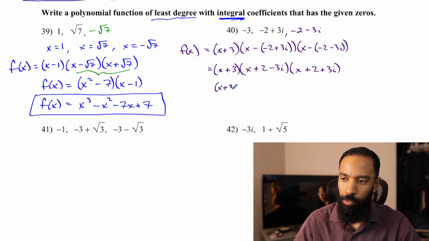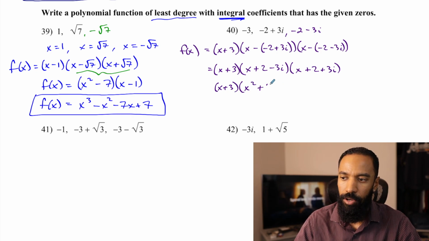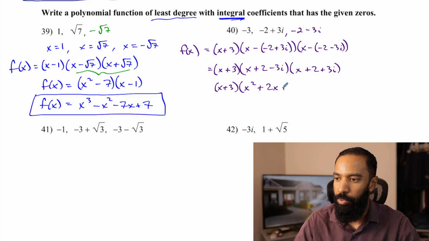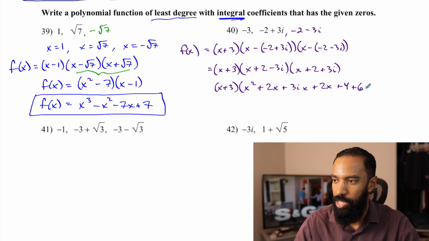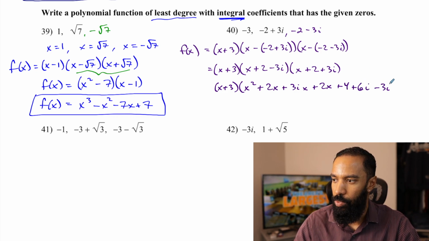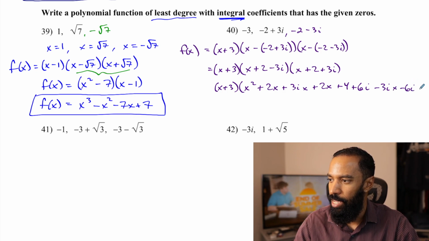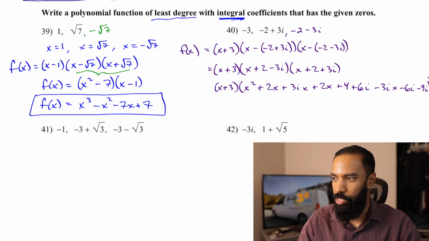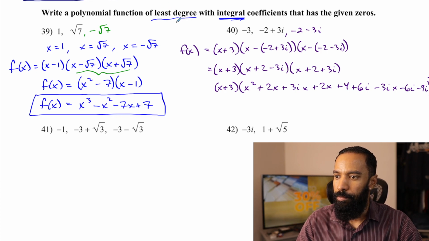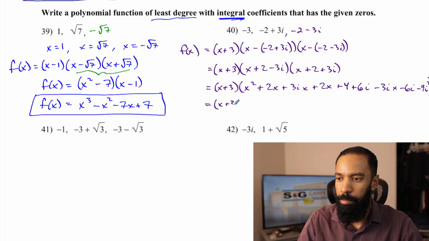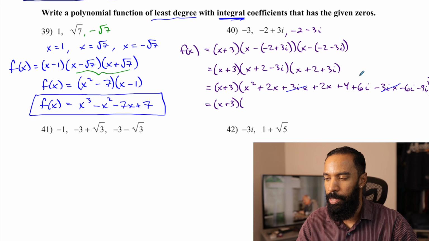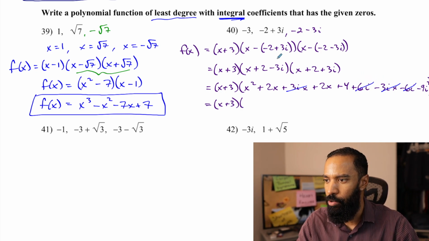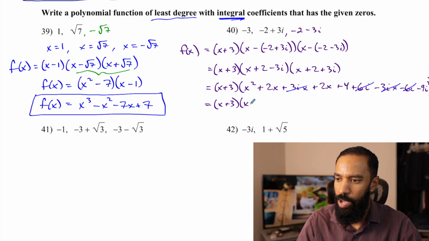So this x plus 3 will be multiplying by x squared. You know what? Maybe I'll come up with the pattern here in a second. Plus 2x plus 3ix plus 2x plus 4 plus 6i. That's one that'll also cancel. Minus 3ix minus 6i minus 9i squared. Now, there's a parenthesis that closes there. Sorry about that. Just going to have to ignore that for now. Still a lot more to do here. So cleaning this up, check this out. 3ix minus 3ix goes away. 6i minus 6i goes away. You're left with a 2x plus 2x here.